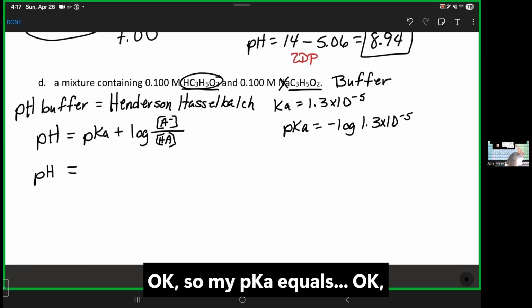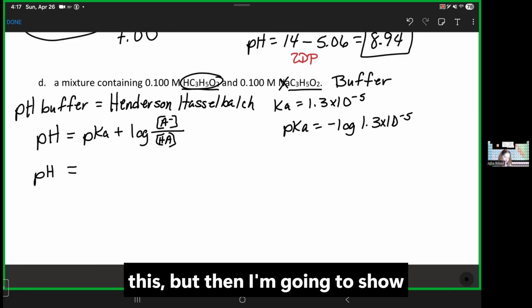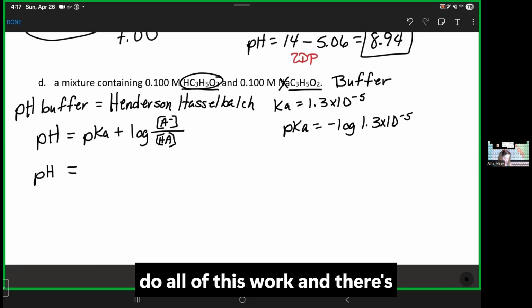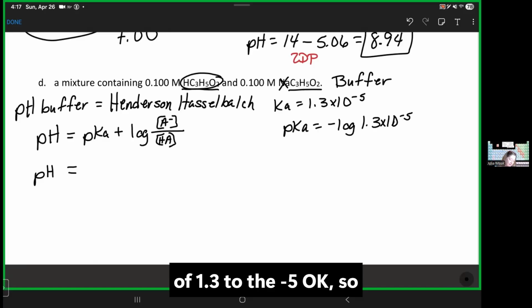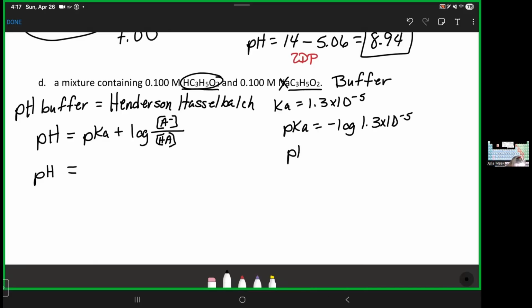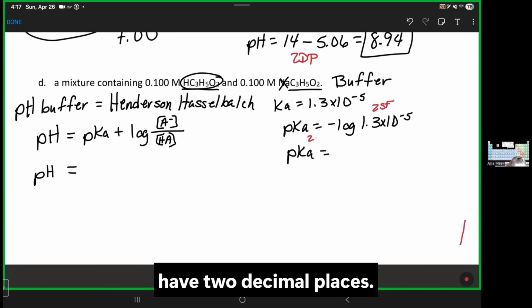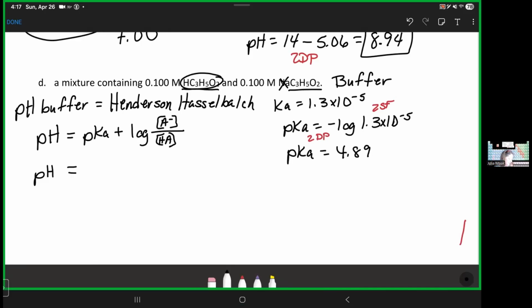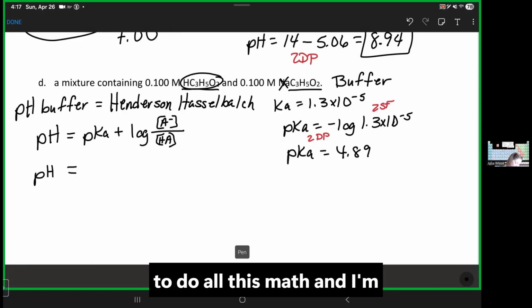So my pKa equals, okay, I'm going to go ahead and finish this, but then I'm going to show you that we actually didn't need to do all of this work. And there's a reason for that. So negative log of 1.3 times 10 to the negative 5. This has 2 sig figs, so I'm going to have 2 decimal places. It's 4.886, so I'm going to call it 4.89. So my pKa is 4.89. I didn't need to do all this math, and I'm going to show you why in a minute.